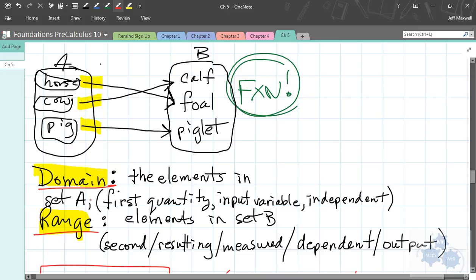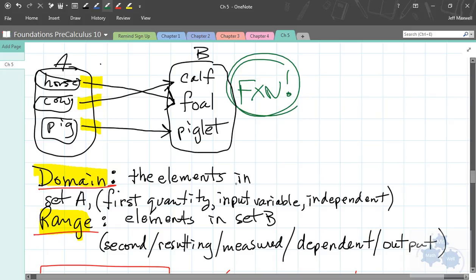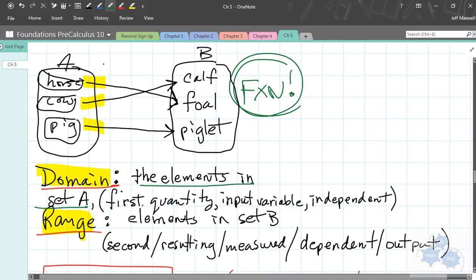So the elements in set A is the domain. So really the first set that we start with, the first quantity. The domain is also called the input variable. All right. So if you look at it this way, in an arrow diagram, it's always set A, the one on the left.